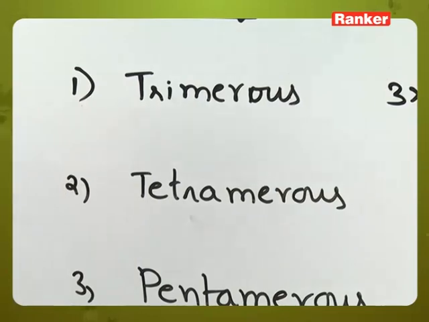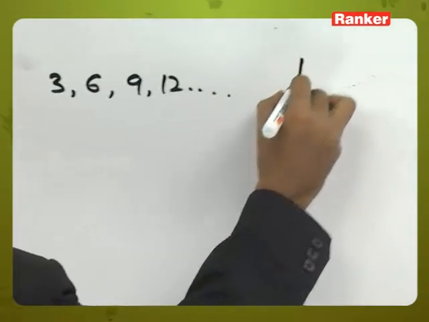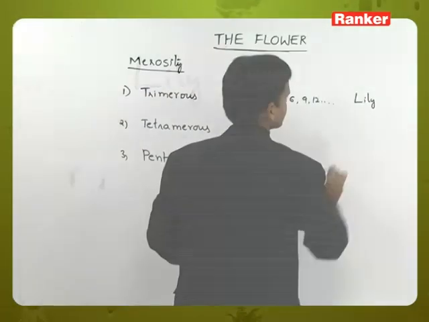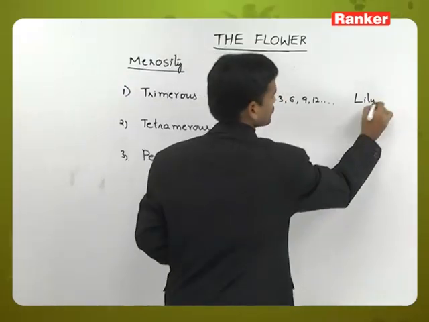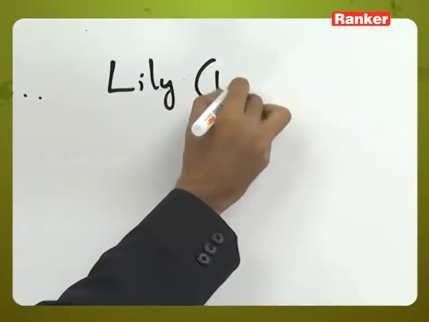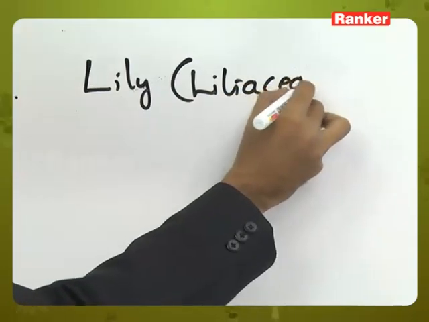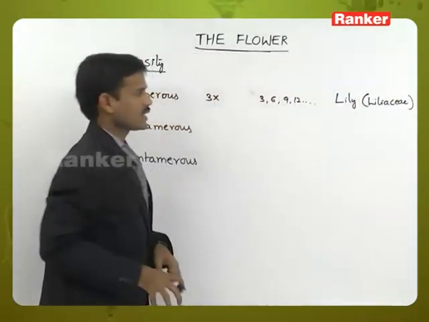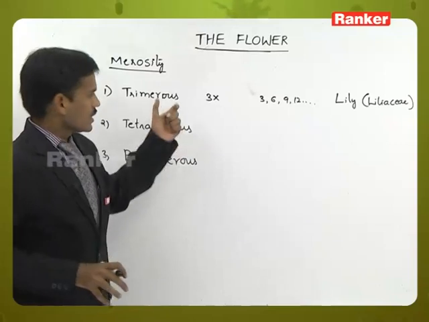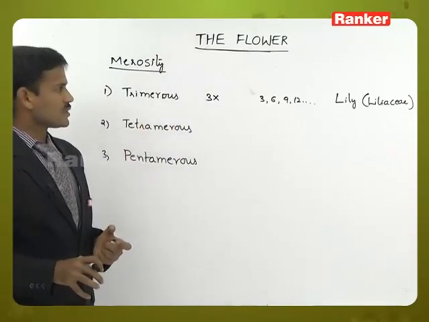These trimerous flowers are observed in the lily plant, Liliaceae family members. Here, in monocot plants like Liliaceae family members, trimerous flowers are observed.